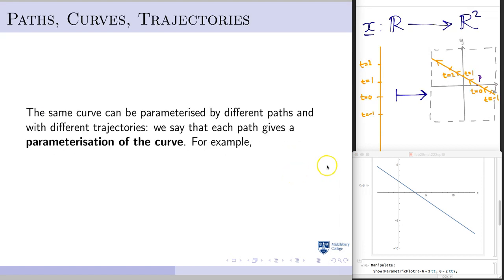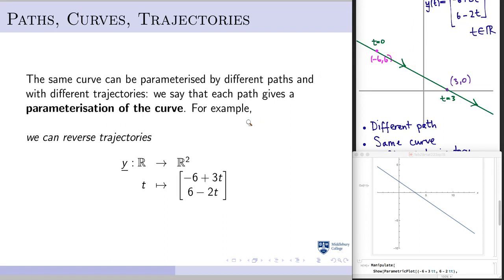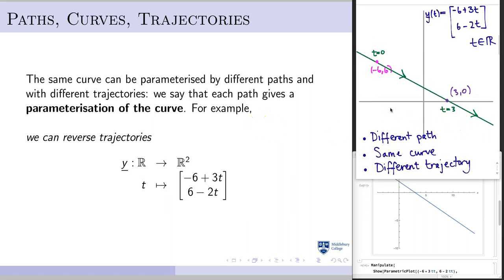So the same curve can in fact be parameterized by different paths, by different functions, and with different trajectories. In this way, we'll say that each path gives us a different parameterization of the curve. For example, we could reverse a trajectory. If I look at the following path, this is a different path because as a function, it's a completely different function. The component functions are different, but it's going to define the same line as before. It's the line passing through the point (-6, 6), parallel to the vector (3, -2). And this is in fact going to give us the same line as we had before.